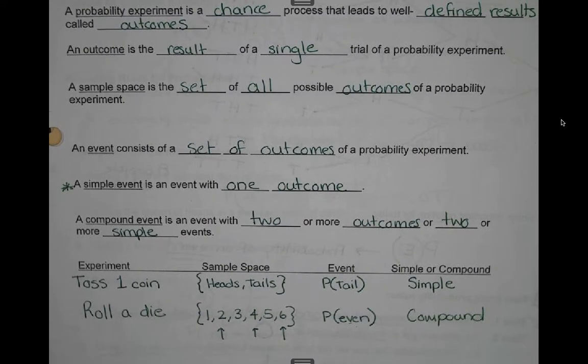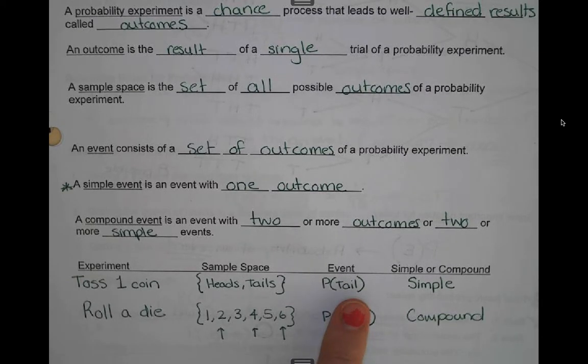So I gave an example of an experiment. The experiment is tossing 1 coin. In this experiment, the sample space, which is the set of all possible outcomes, our possibilities is that that coin is going to land on heads or tails. An event consists of a set of outcomes of a probability experiment. So maybe the event is something that we're interested in knowing the probability of. So I listed here, which we're going to come to know as probability notation, what's the probability of the coin landing on tails? This event, because it only consists of the outcome of landing on tails, is called a simple event.